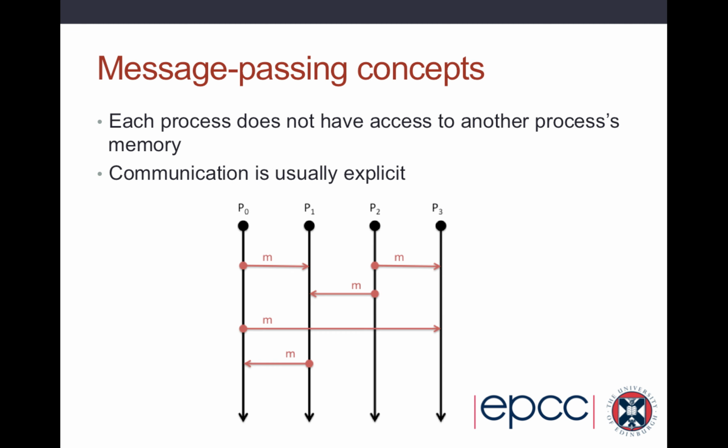So here's a picture that's supposed to illustrate this. Each process doesn't have access to each other process's memory. Fine. So the communication has to be explicit. So I say, I'm process 0, I'm going to send a message to process 1, and process 1 will, in two-sided communication, say, fine, I've got that message now.